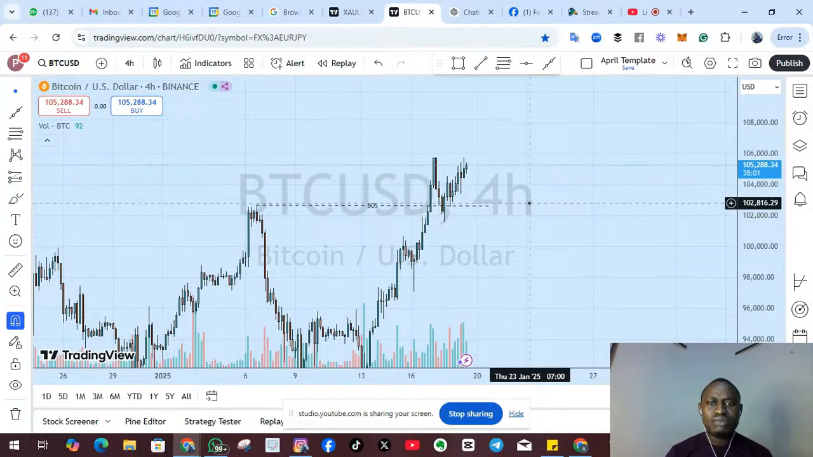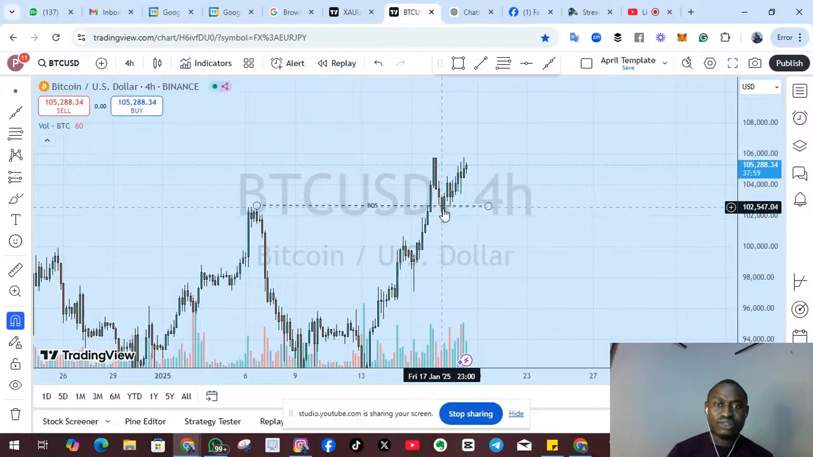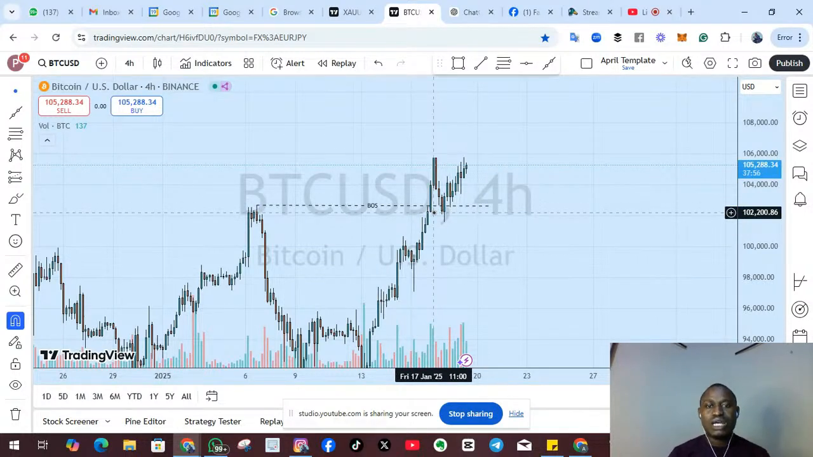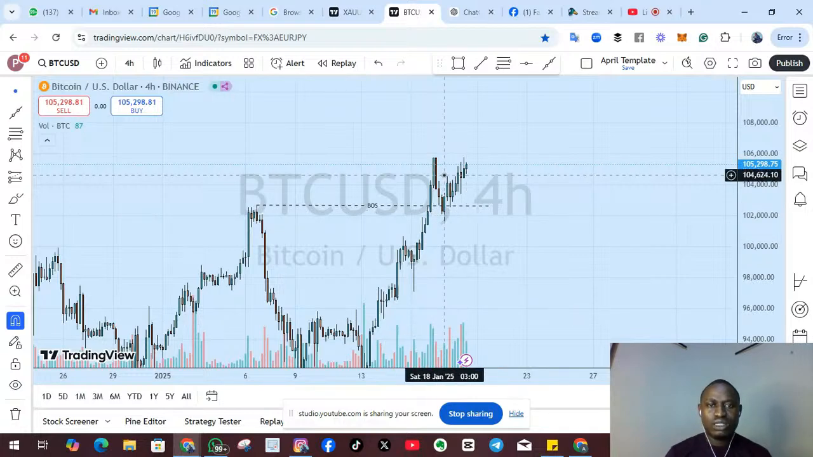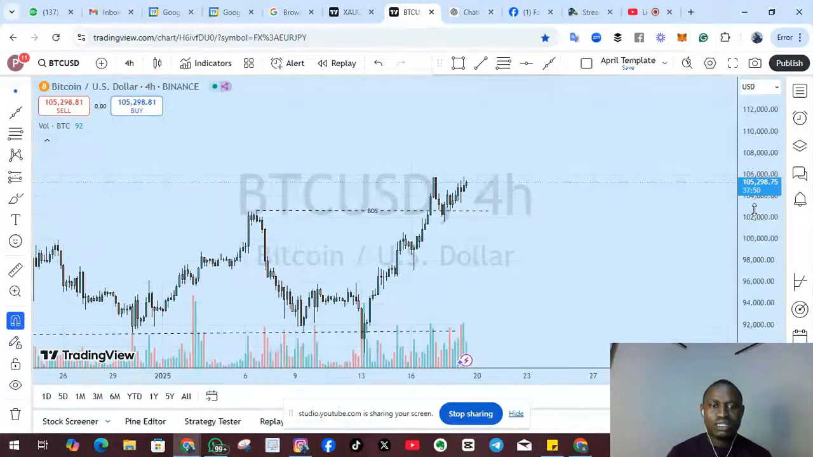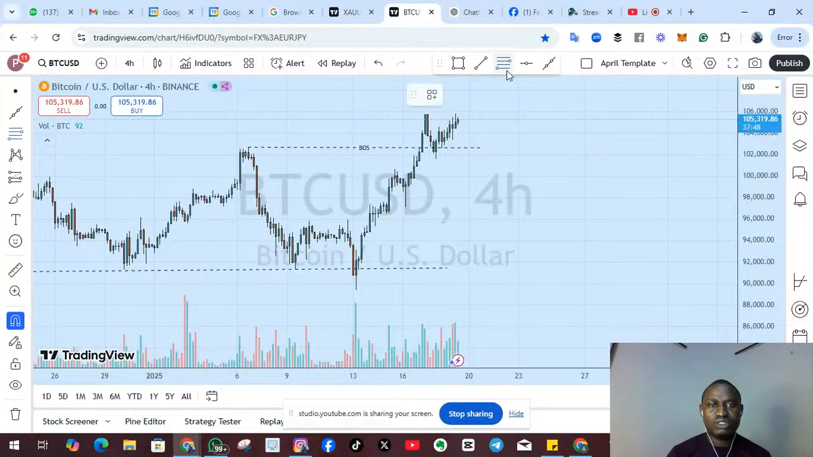So somebody might say, wow, you can see market has already retested the break of structure, so we are good to go. I would not say that. Honestly, I would not say that, because if you check this last trend, let's measure it.